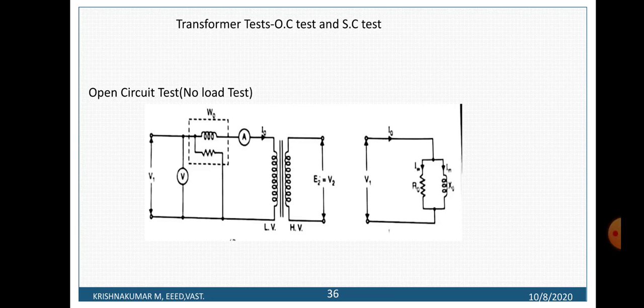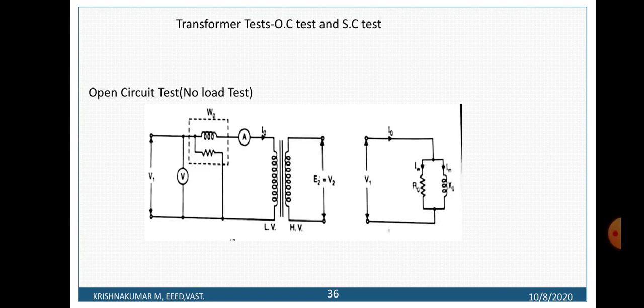This is the circuit diagram of the open circuit test of a transformer. The main aim of this test is to determine the no load loss of the transformer. We are conducting this open circuit test or no load test to determine the no load loss or constant loss of the transformer, that is, the iron loss of the transformer.